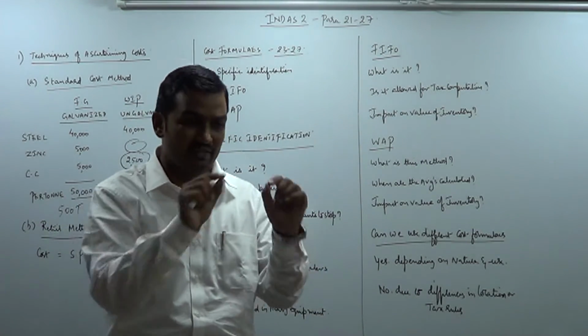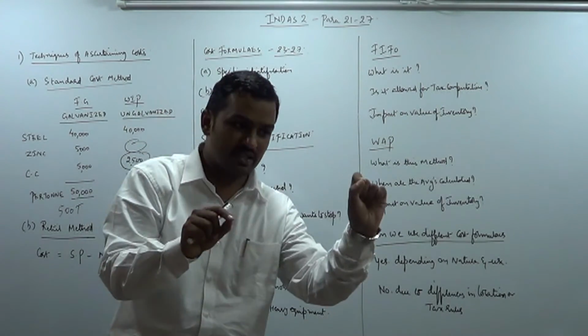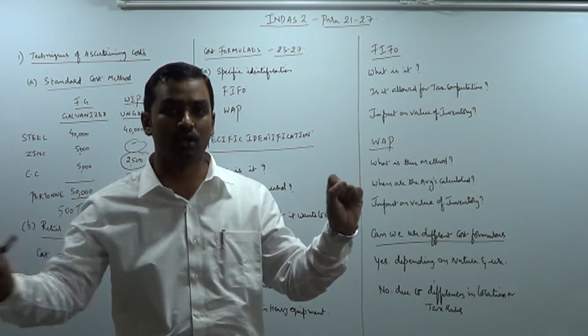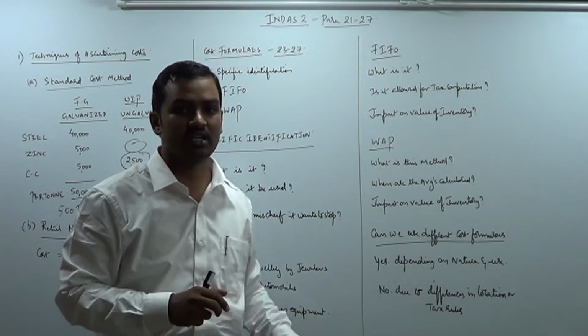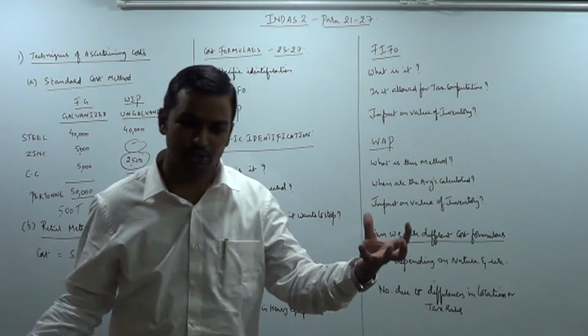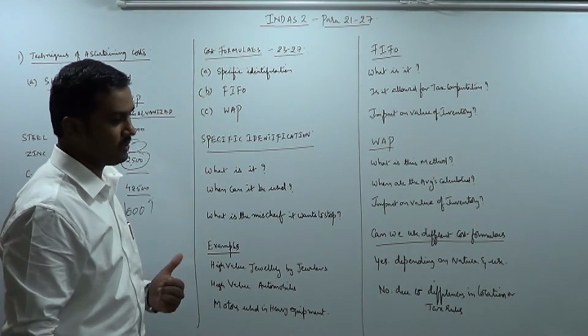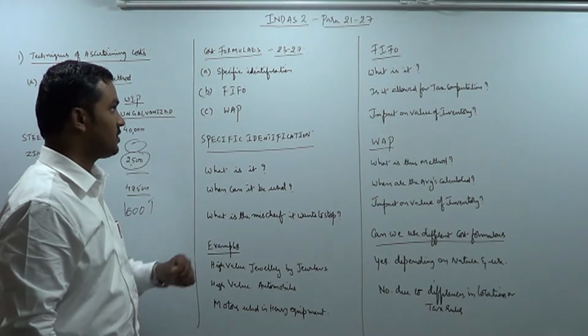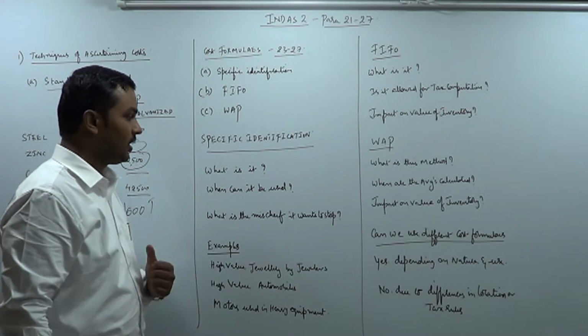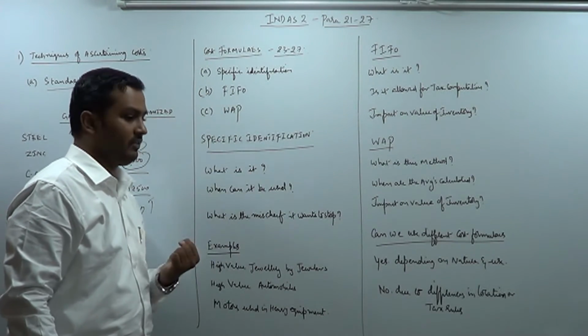So it is difficult to arrive at one-to-one mapping between the purchase price and the inventory which is there in the godown. So what the standard does is suggest certain cost formulas which can be used for attributing cost to the inventories. Now what are those cost formulas? Specific identification method, FIFO method and weighted average price method. What is specific identification method? Now what is this specific identification method?